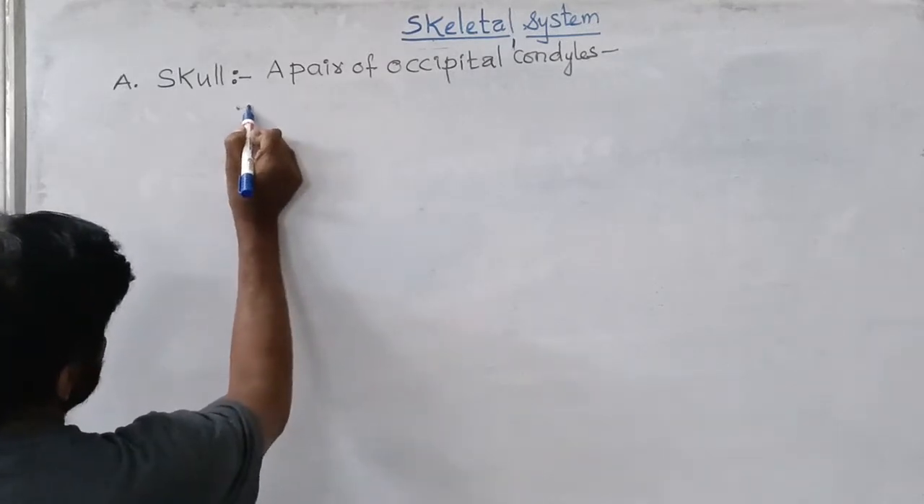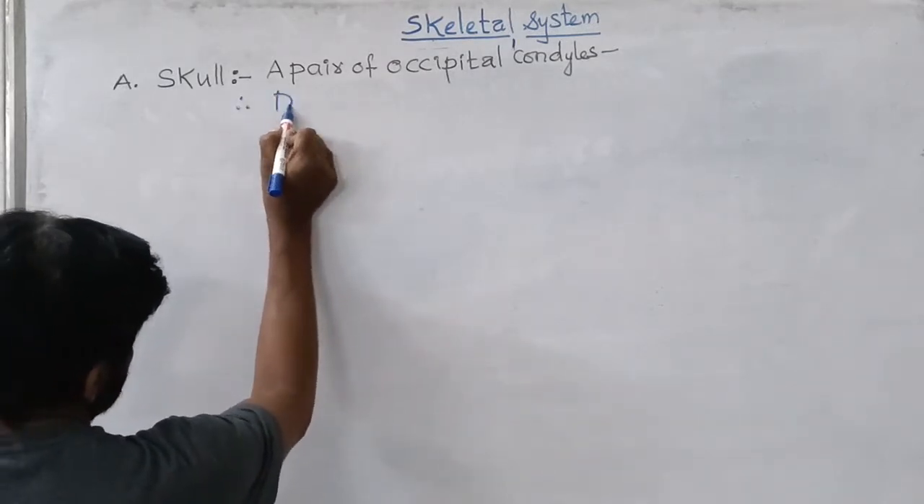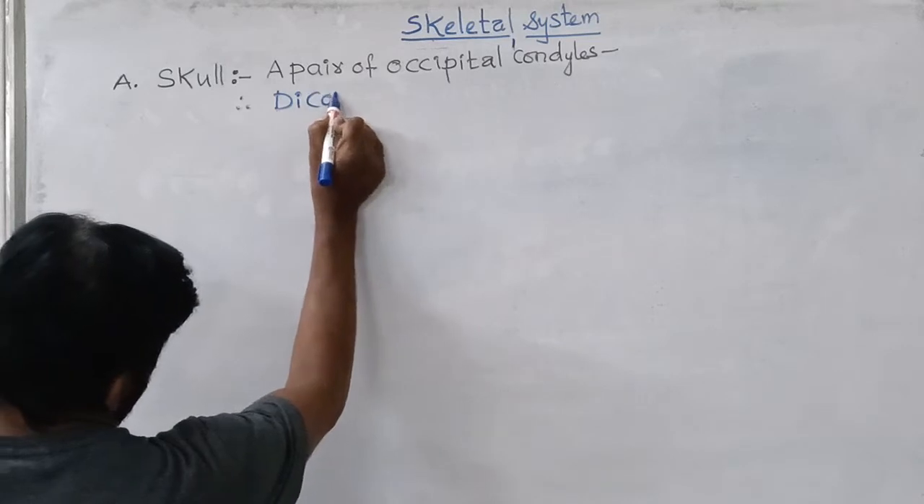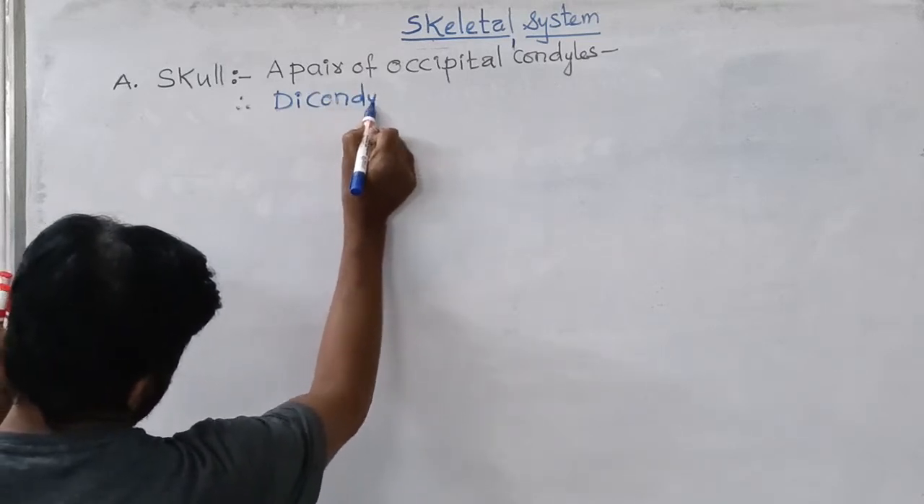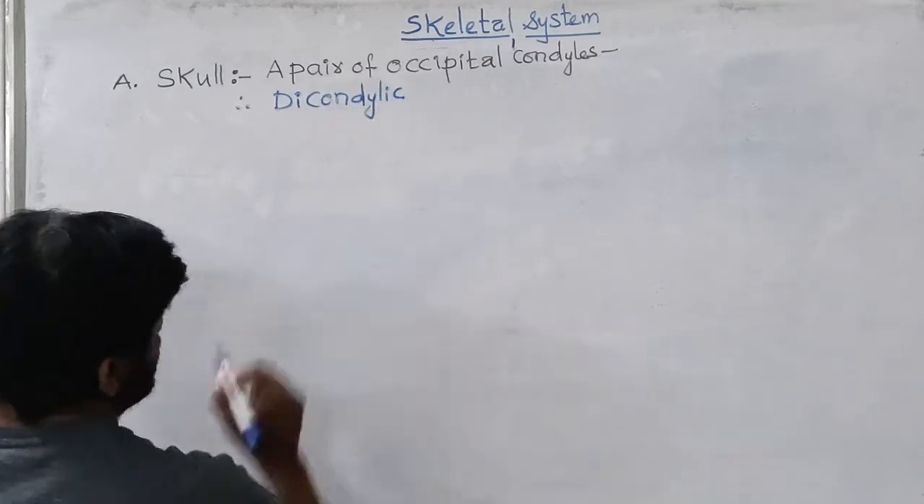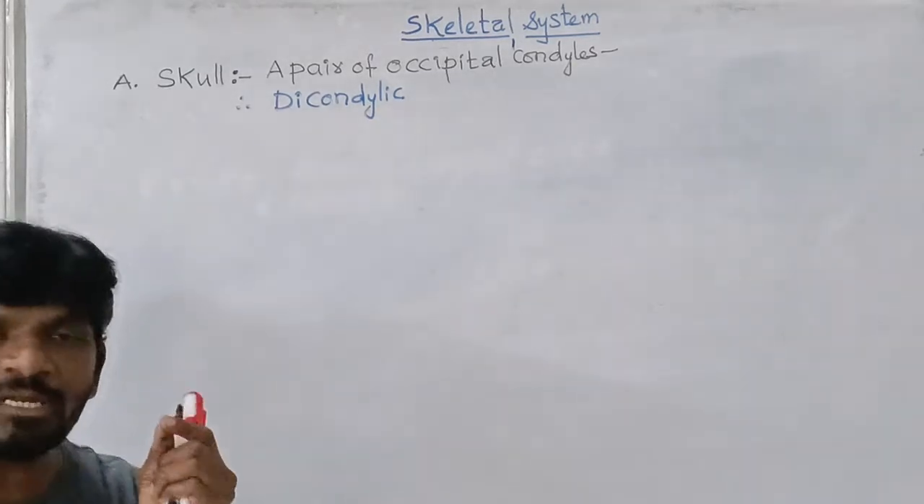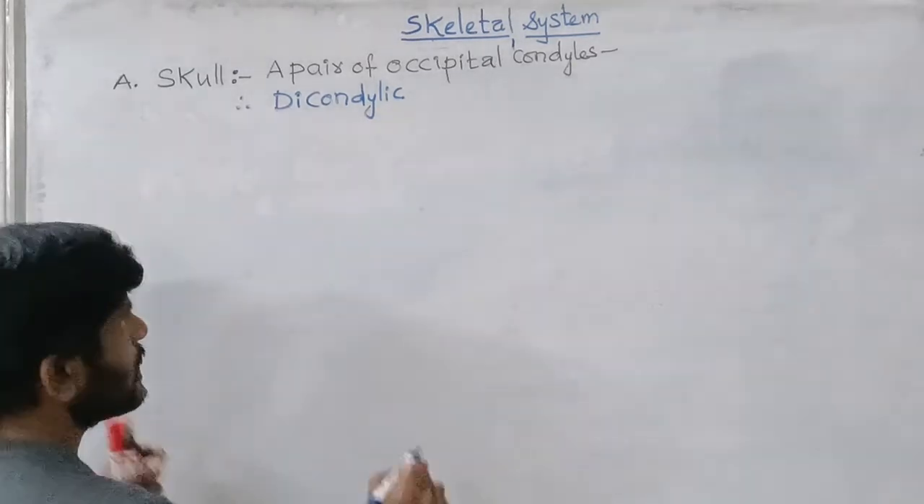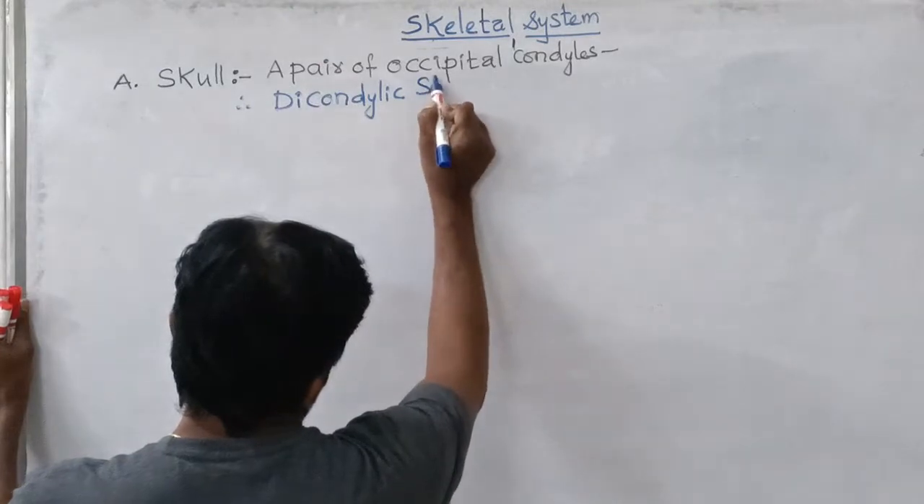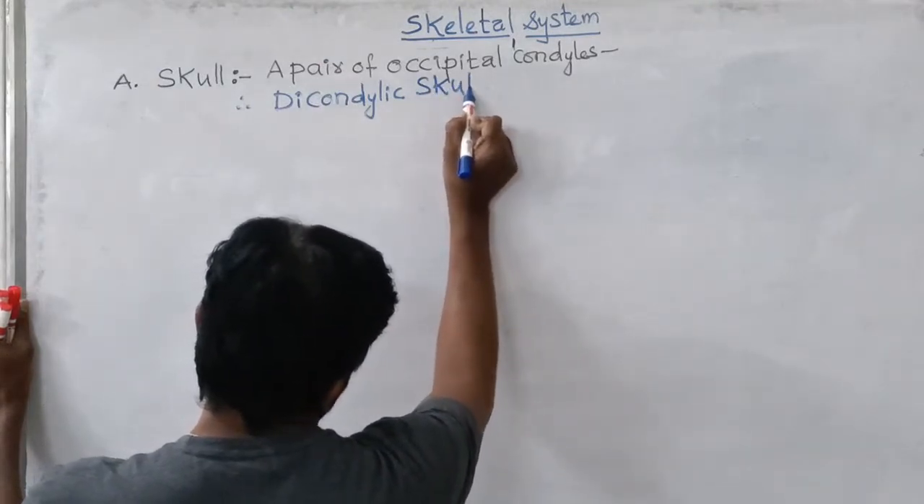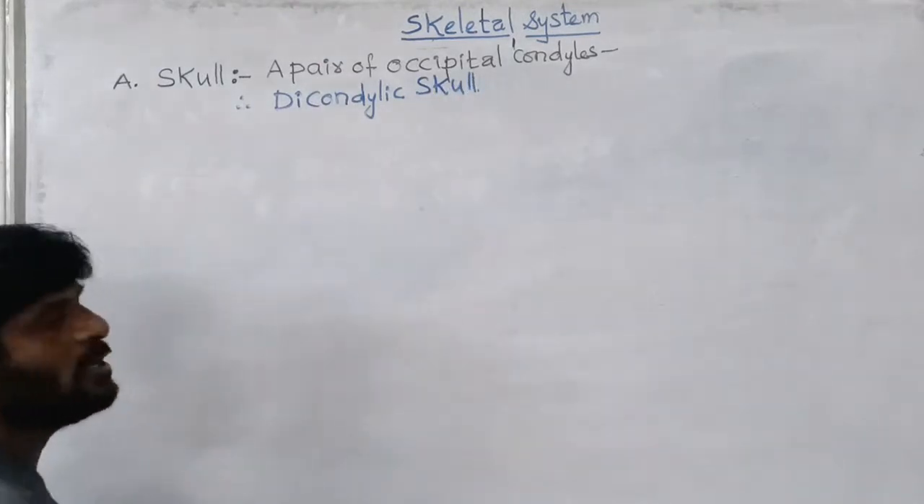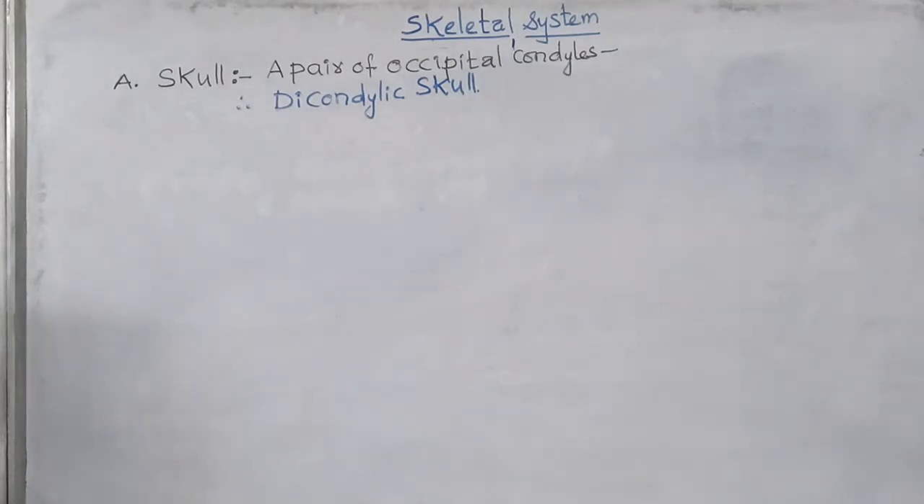Therefore, the human skull is a dicondylic skull. Not only the human skull, all mammalian skulls are dicondylic, because a pair of occipital condyles are present.